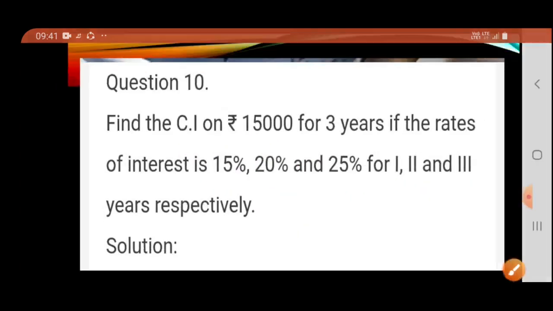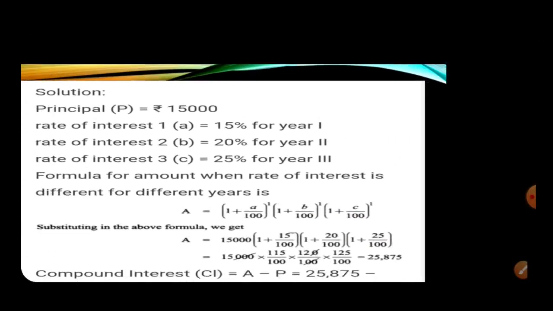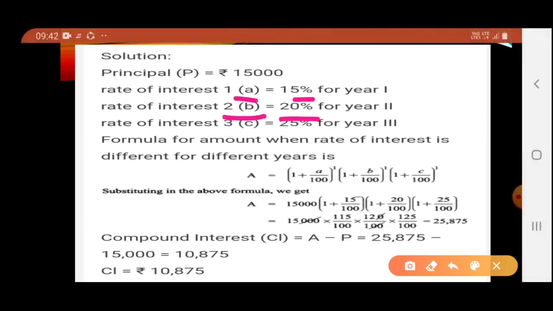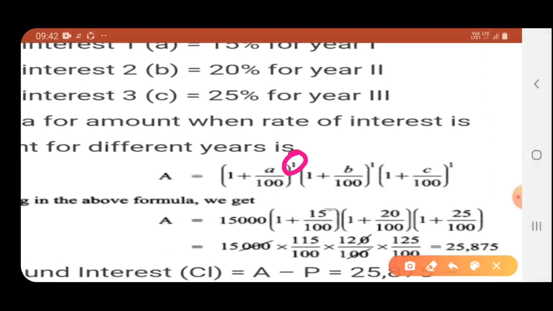Okay, simple. We can see the solution now. They have given the principal amount 15,000. Rate of interest, that is first year we take as A, that is 15%. Second year we take as B, that is 20%. Third year we take C, that is 25%. Now, year by year means n is 1 in all the cases, so no need to worry about the n. We can write the formula: A equal to P into (1 plus A by 100) (1 plus B by 100) (1 plus C by 100).